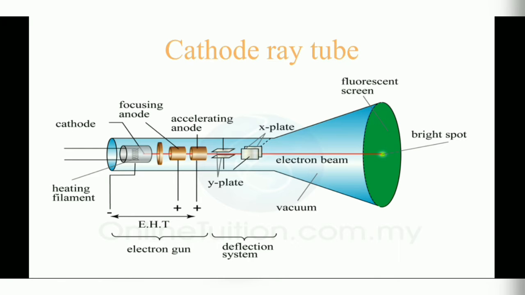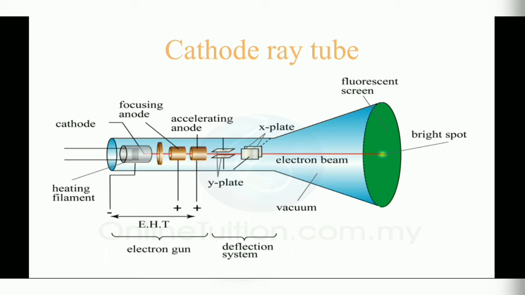Learning Outcomes. In this video, you will learn about cathode ray oscilloscope, that is CRO. First, we will see cathode ray tube, that is CRT. So, this is the diagram of CRT.